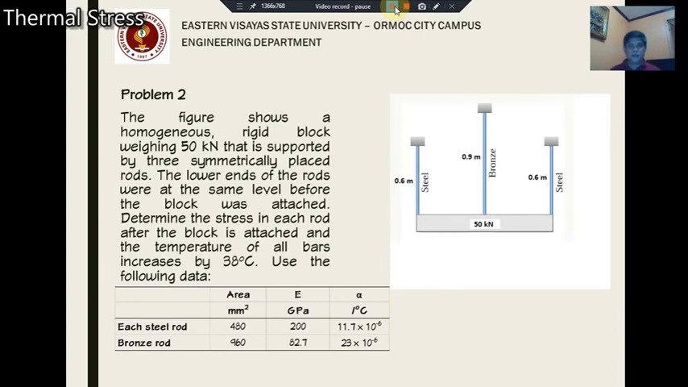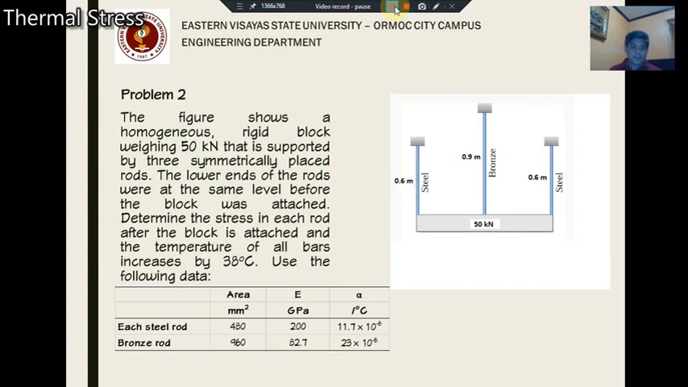Okay, so we're now on problem number 2. Let us read the problem. The figure shows a homogeneous rigid block weighing 50 kilonewton that is supported by three symmetrically placed rods. The lower ends of the rods were at the same level before the block was attached. Determine the stress in each rod after the block is attached and the temperature of all bars increases by 38 degrees Celsius. Use the following data.